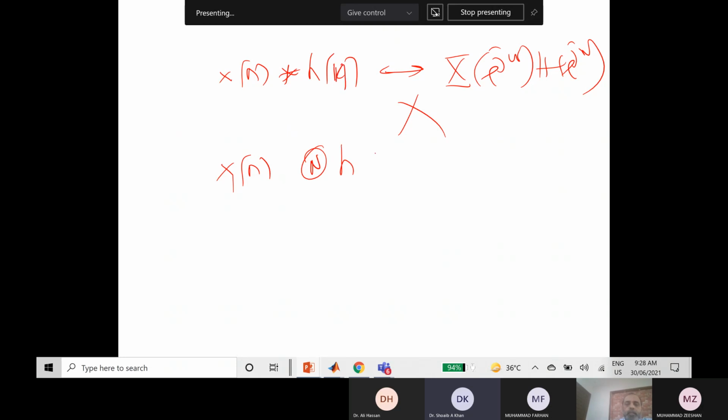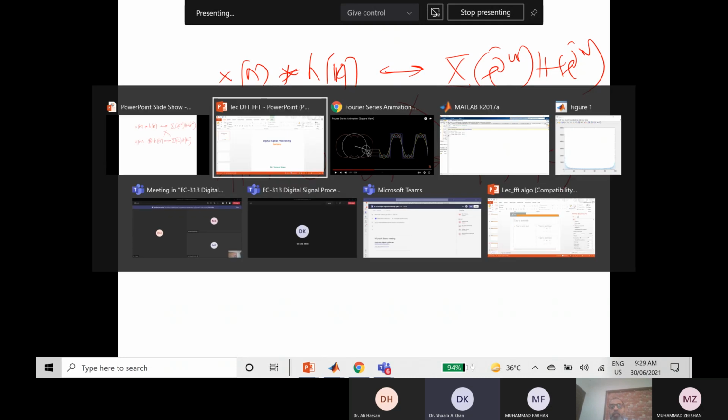And so once you multiply discrete Fourier series, it will not give you the answer of the linear convolution, rather it will give you the answer of a circular convolution. Let's see this in MATLAB.